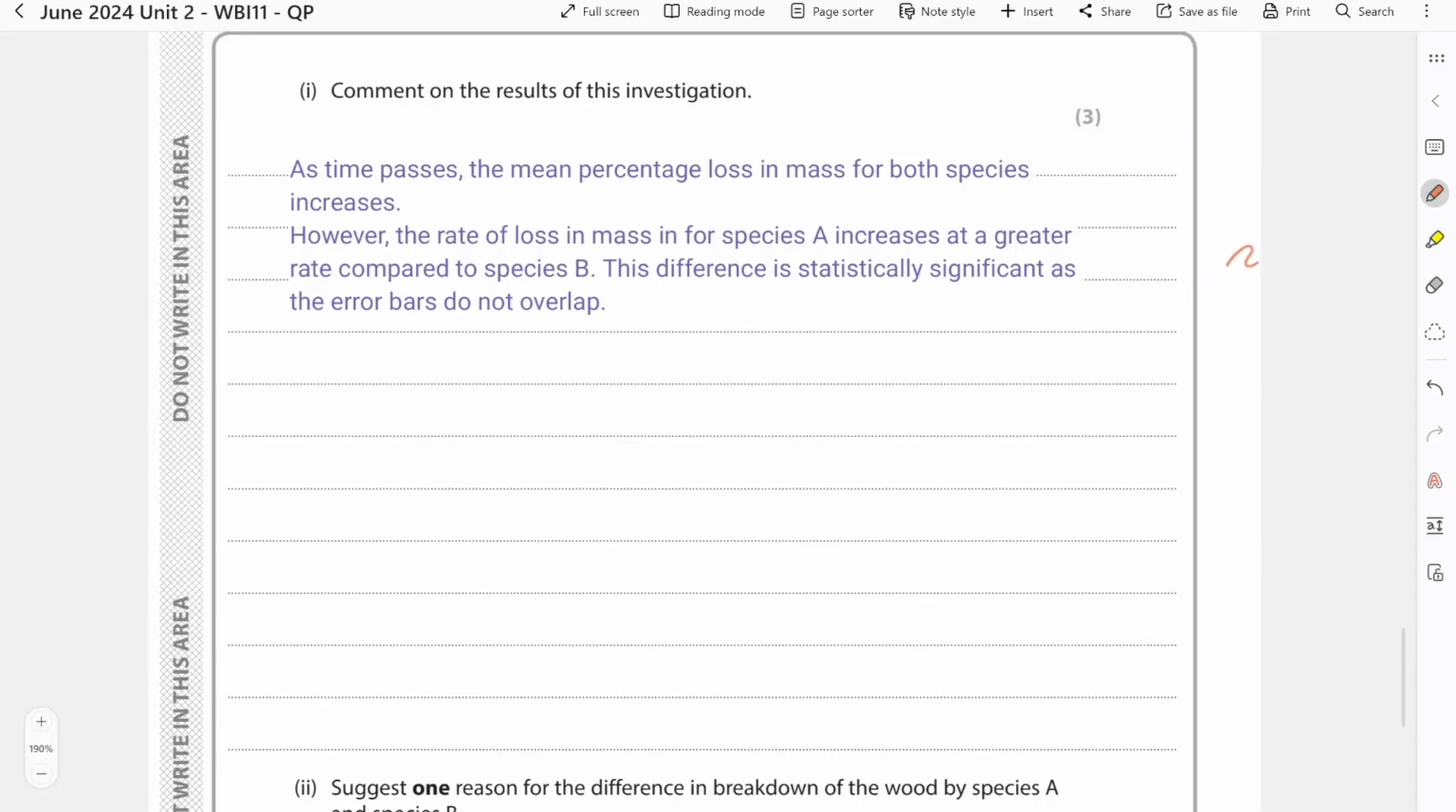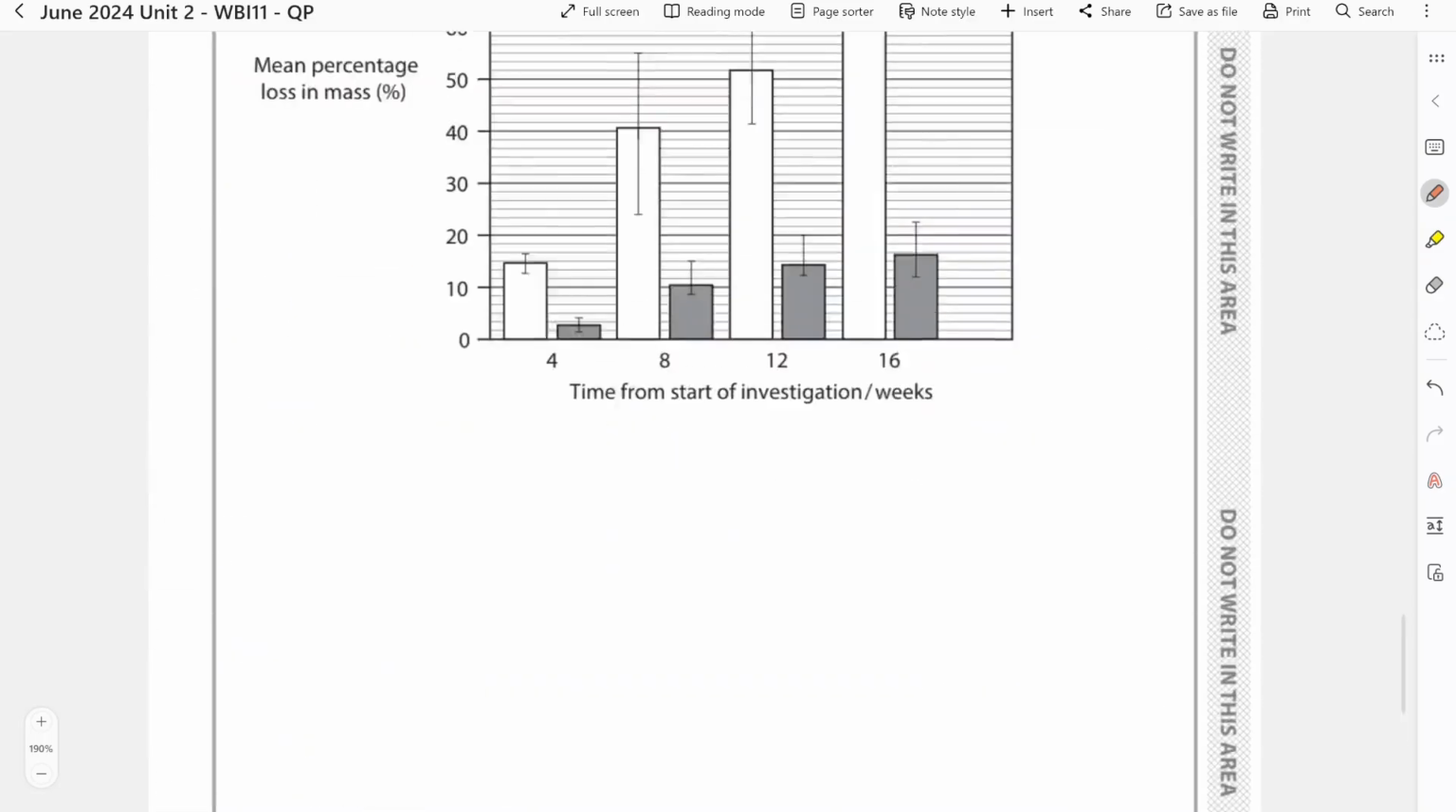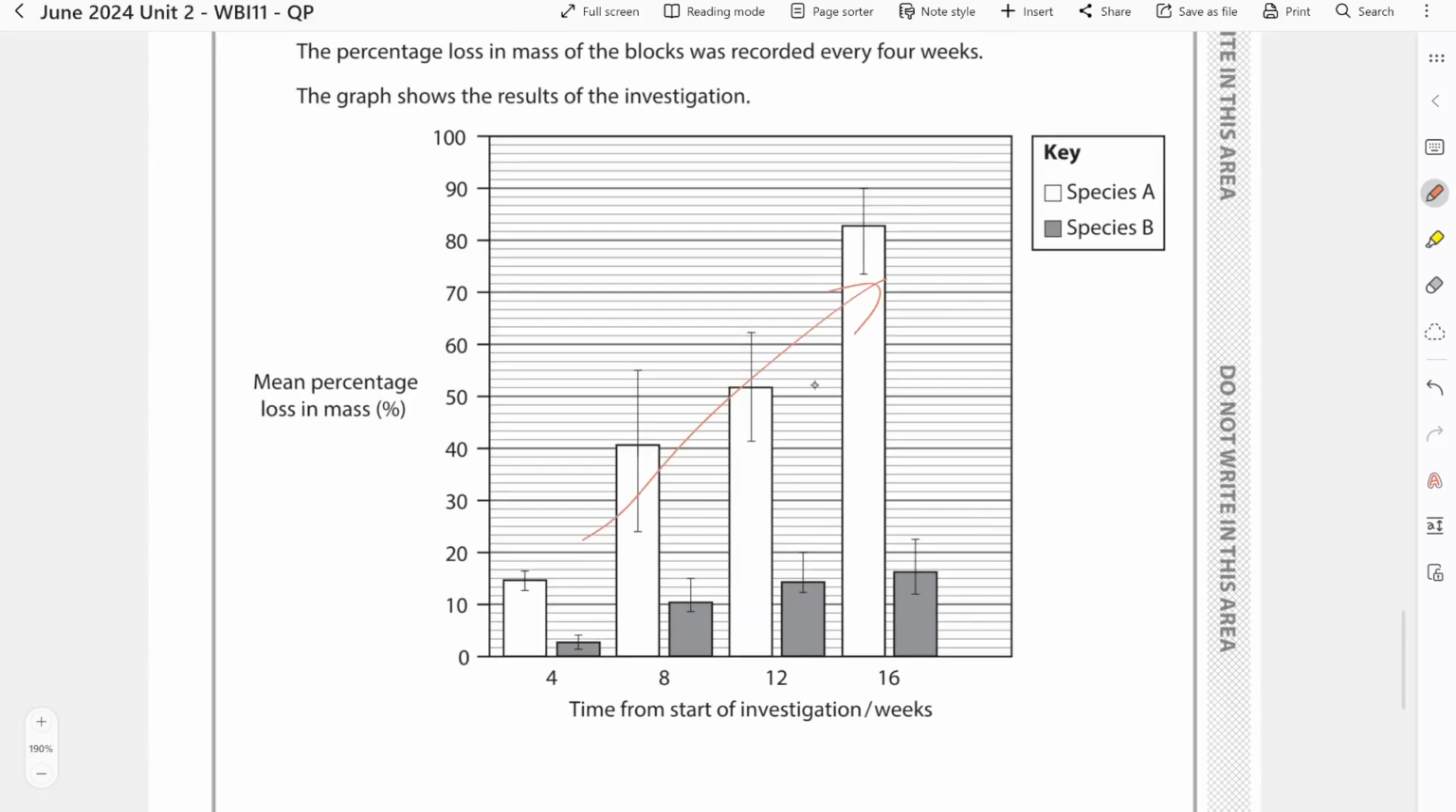This is what I wrote. As time passes, the mean percentage loss for both of these species increases. Over the 4 weeks, you can see that the general trend is going upwards. We know that species A is much better at breaking down the wood, so the percentage loss in mass is much greater compared to species B. And the difference between them is statistically significant because you can see there are no error bars that are overlapping.